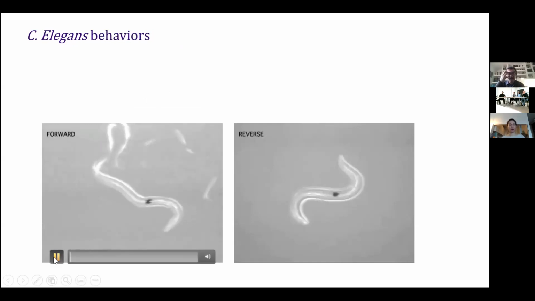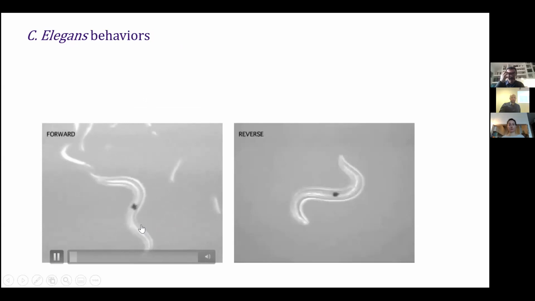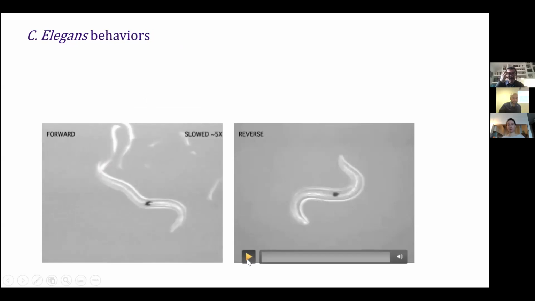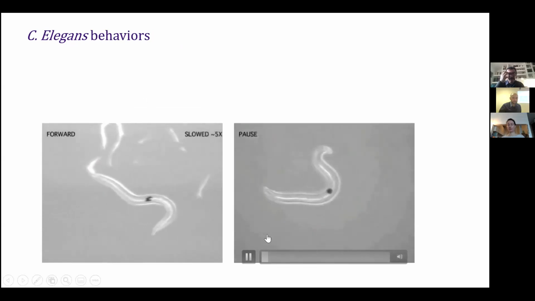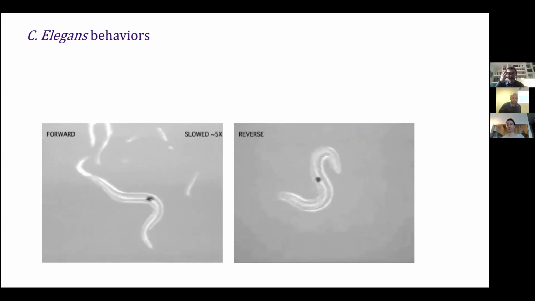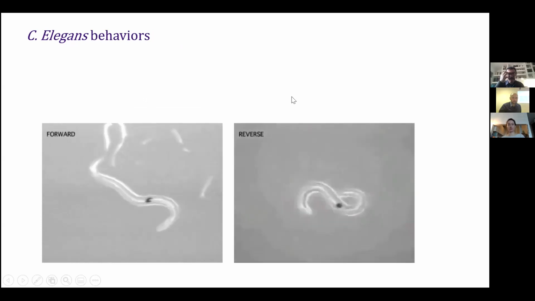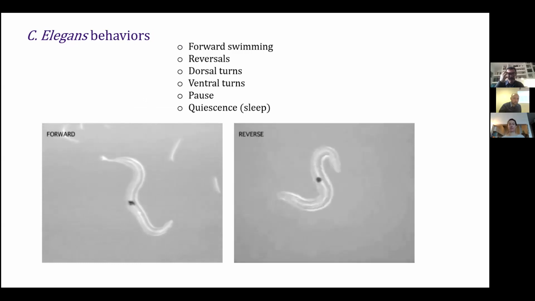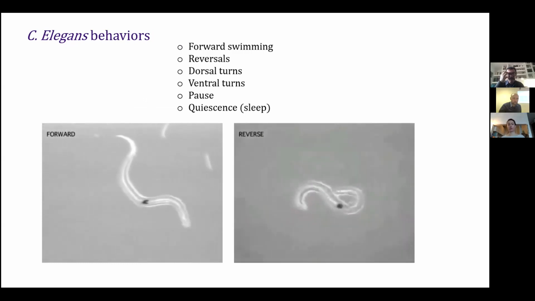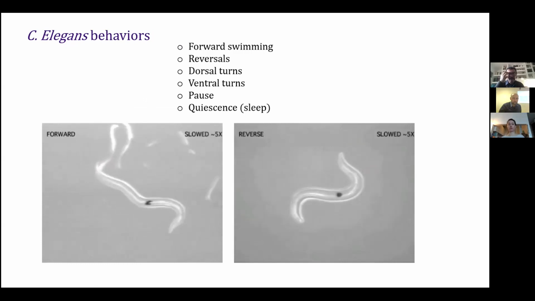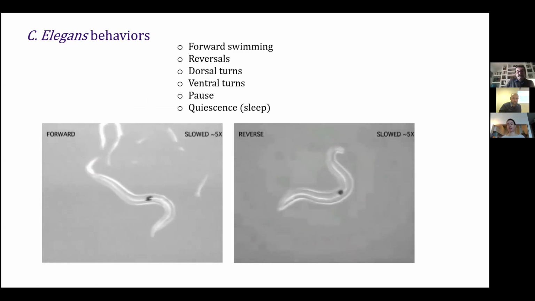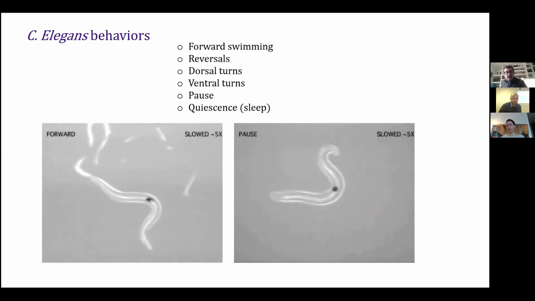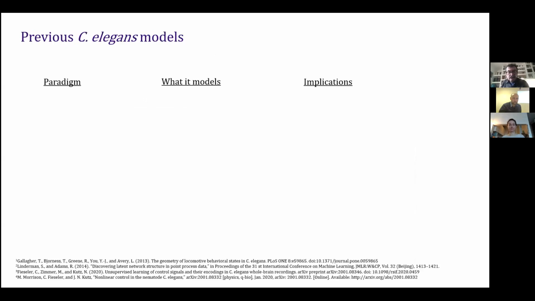Here's a couple more videos of forward swimming. The black dot is used to track the location and the speed over time. And then here's a reversal, and then it has this pause state that it also displays. So the main categories of behavior are forward, reversal, dorsal turns, ventral turns, pause, and then this quiescent state that corresponds to sleep.